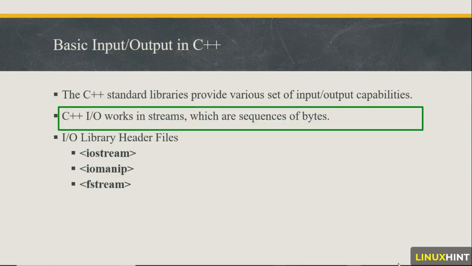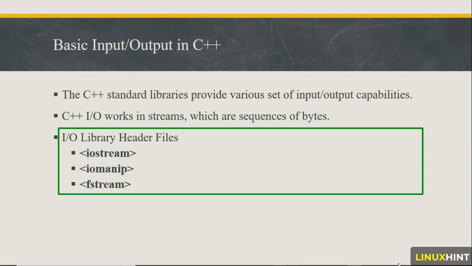So these are the IO library header files in C++. The first one is iostream. This file defines the cin, cout, cerr, and clog objects, which correspond to the standard input stream and the standard output stream. The second library header file is iomanip. This file declares services useful for performing formatted IO operations. And the third is fstream. This file declares services for user-controlled file processing.